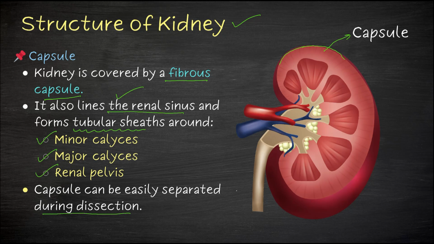So today we'll discuss the structure of the kidney. The kidney is covered by one outermost fibrous capsule. The capsule also lines the renal sinus and forms a tubular sheath or covering around minor calyces, major calyces, and renal pelvis. The capsule can be easily separated during dissection.